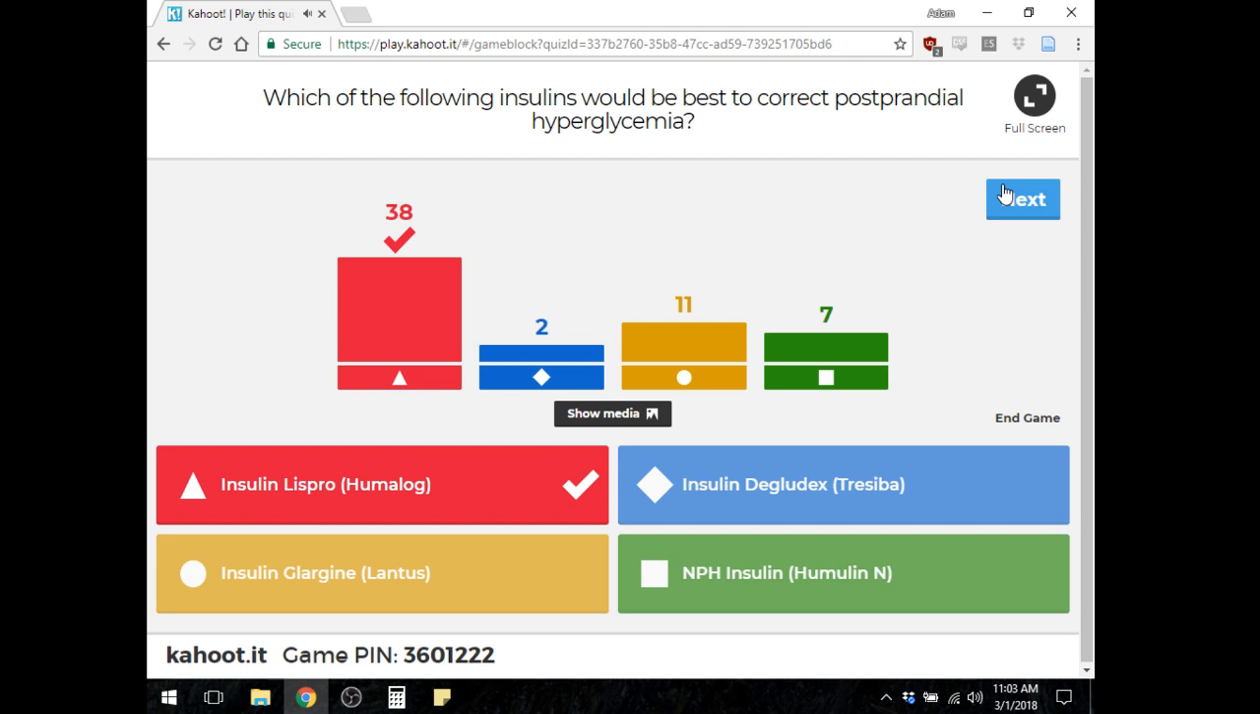The way I remember this, I don't know if this will work for everyone, but I think Humalog, logarithmic, I think very rapidly increasing numbers, I think very fast acting. That's the way I think about it. I don't know if it works for you guys or not, but Humalog would be a good option here. What else could we have used?